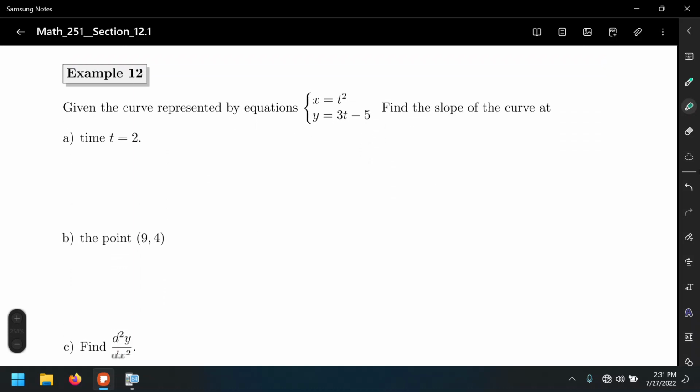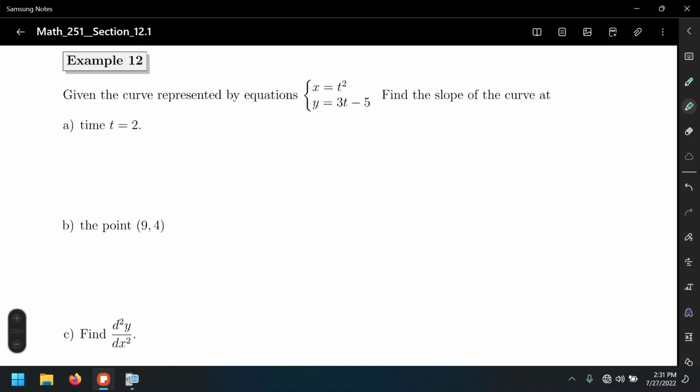So we have this curve represented by the equations x equals t squared, y equals 3t minus 5. They're asking us to find the slope of the curve at, number 1, time t equals 2, and for part B, the point where the particle is at 9, 4. But first, in this case, we need to figure out what that time is. Well, let's do time t equals 2 first.